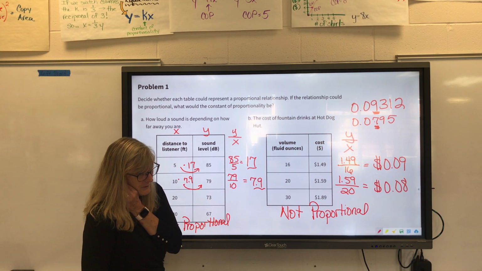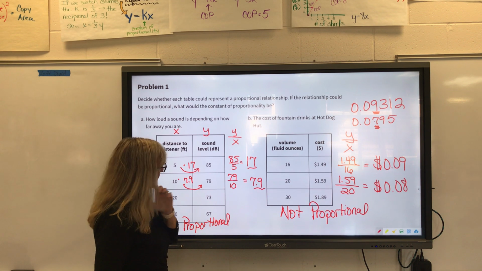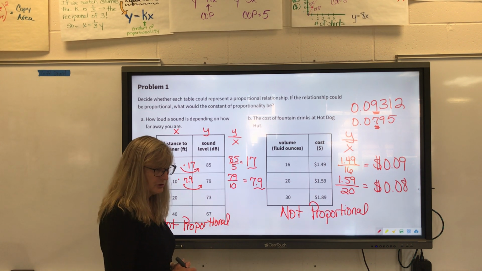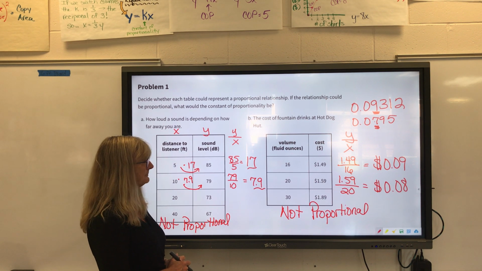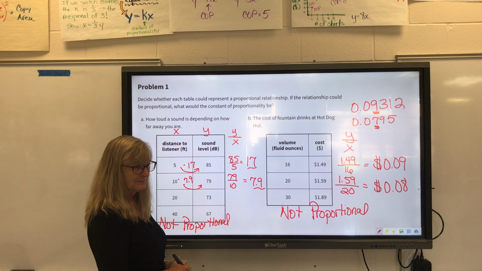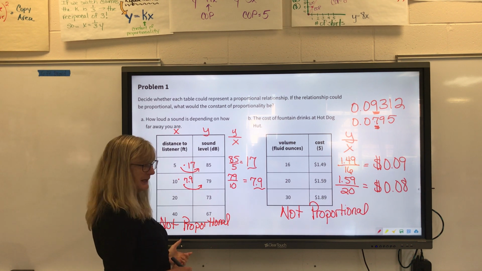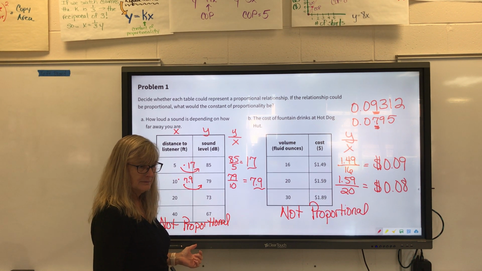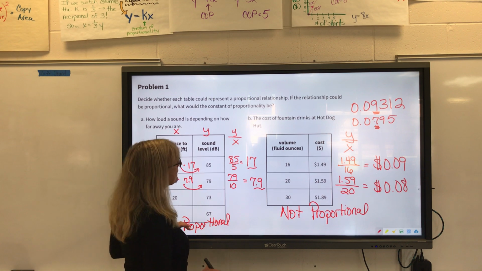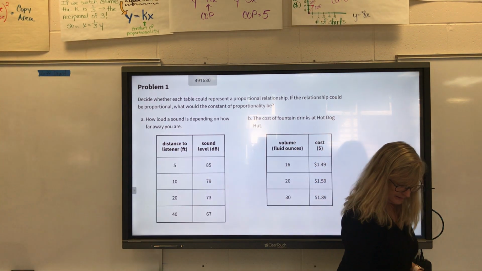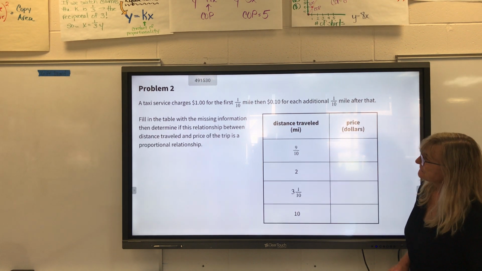Yeah, all the same thing. They all have to be multiplied by the same thing to be proportional. You're welcome. That was a great question. Okay, anybody need more time? All right, let's go on to question 2.